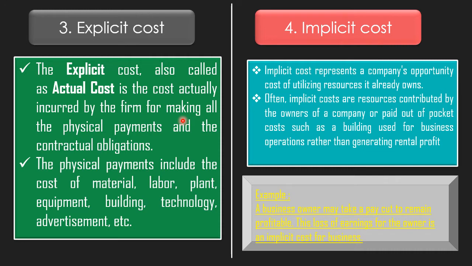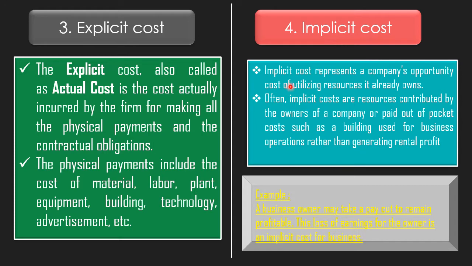On the other hand, we have another cost, that is implicit cost. When the owner uses his own building for the business purposes, then he does not have to pay any rent to himself, but still that is a cost, and that cost is known as implicit cost. But that cost does not have any accurate amount of data which we have in explicit cost.